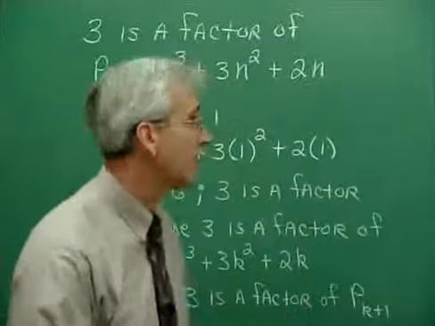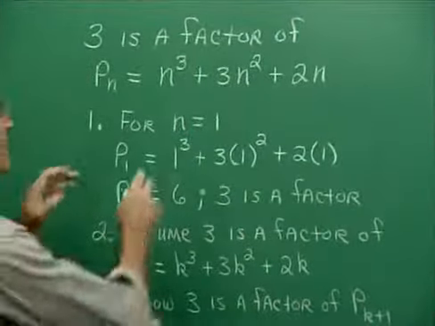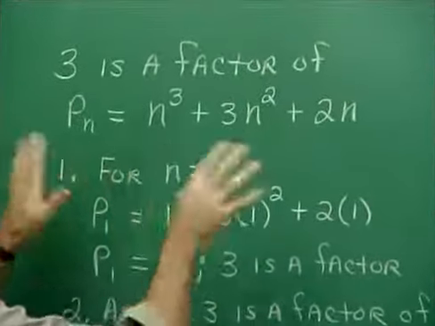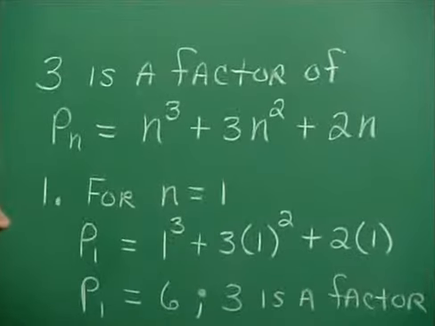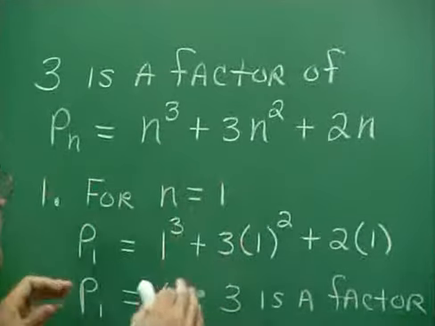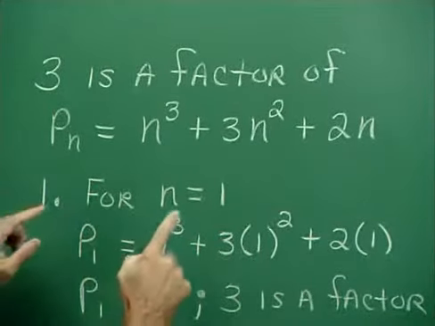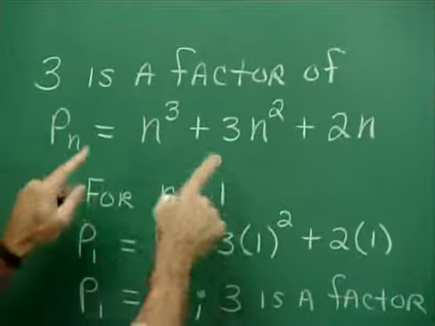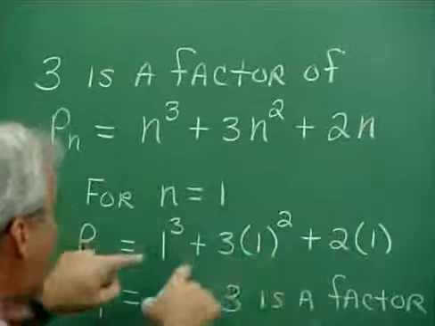Suppose we want to show that 3 is a factor of polynomials in this form where n is any positive integer. Now, to show that, we have to show, first of all, that when n is 1, 3 is a factor of the polynomial when n is replaced by 1.